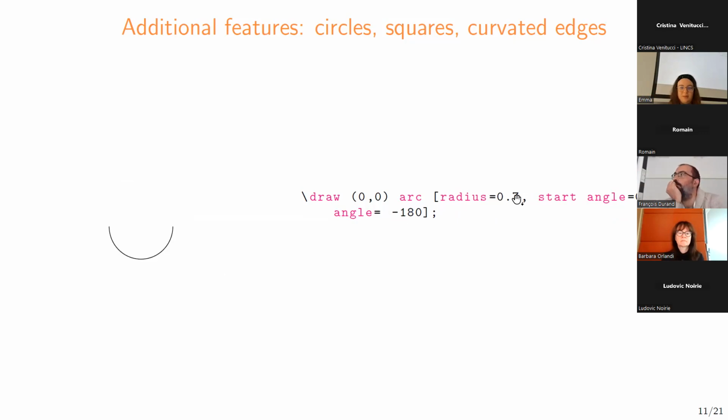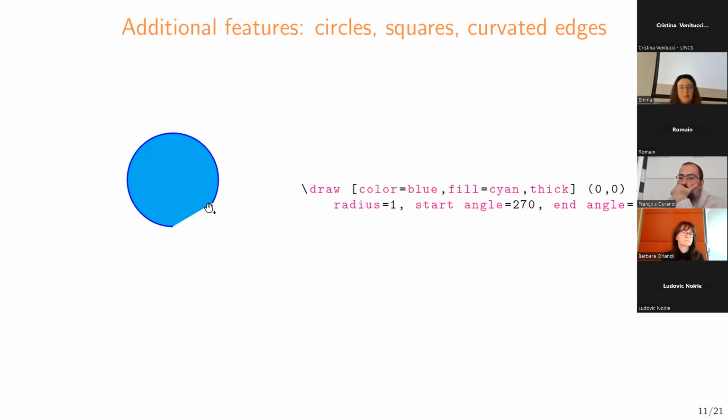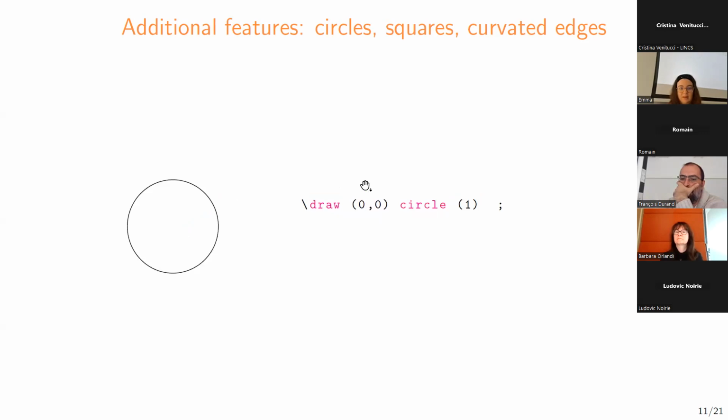So here the radius is 0.5. And this was just to show you that if you want to do an arc that goes down, you just have to put minus 180. And so yeah, this is for the head of the platypus. This is just additional features to color it in blue, color the circle in a different blue, and that's it. If you want to draw a whole circle, you have the command circle.